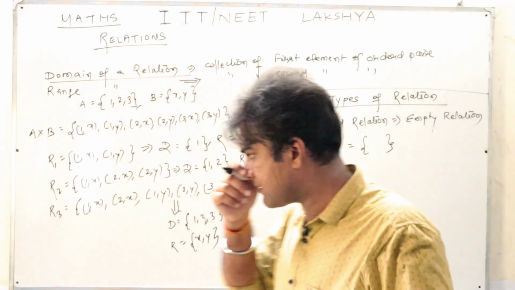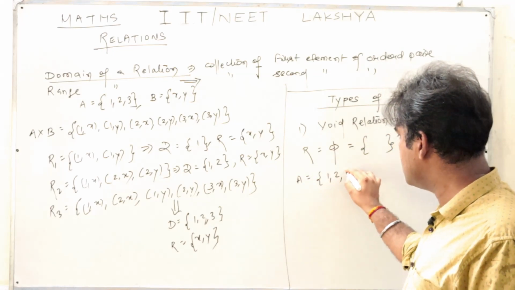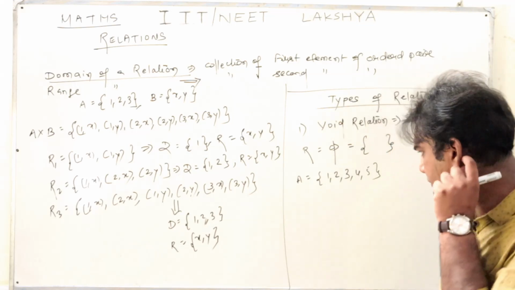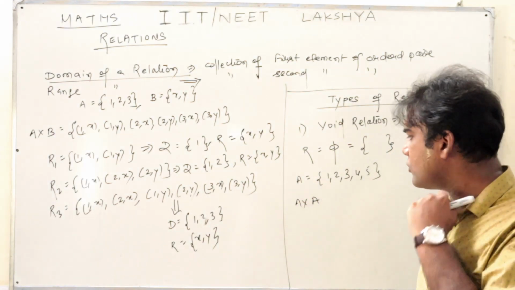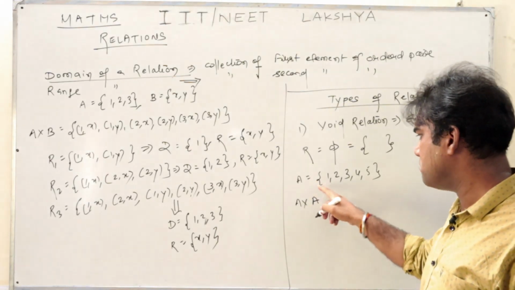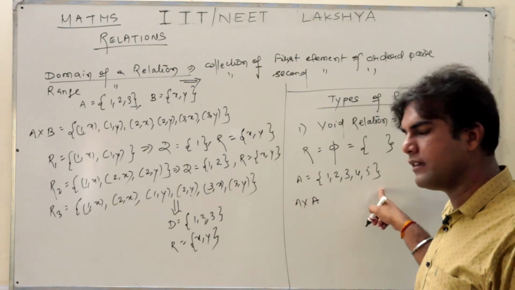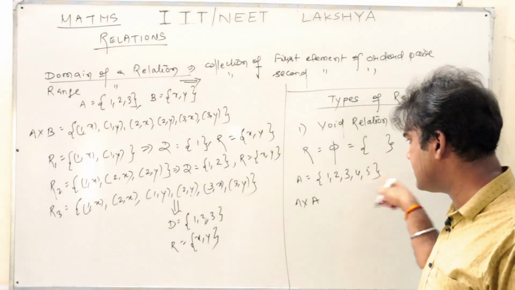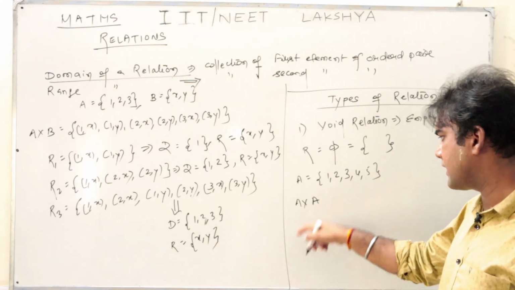For example, let us try to have an example. Let us say your set A is 1, 2, 3, 4, 5. And you are creating relations on set A to A. A to A means A is this, and the other set B is also A only. So basically you will get 1 1, 1 2, 1 3, 1 4, 1 5, then 2 1, 2 2. Similarly, you will get all the relations of your Cartesian product.